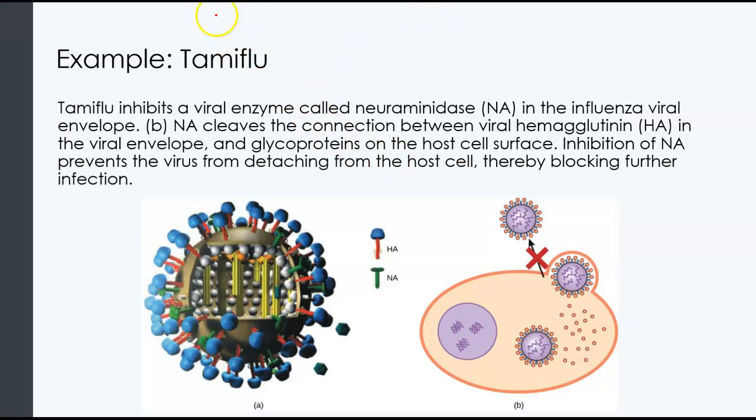Tamiflu inhibits a viral enzyme called neuraminidase, or NA, in the influenza viral envelope. So it's an enzyme that's in the virus originally before it infects your cells. The neuraminidase cleaves the connection between the viral hemagglutinin in the viral envelope and glycoproteins on the host cell surface. Inhibition of NA prevents the virus from detaching from the host cell.